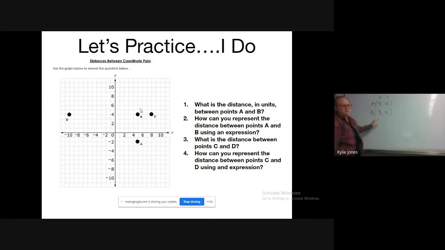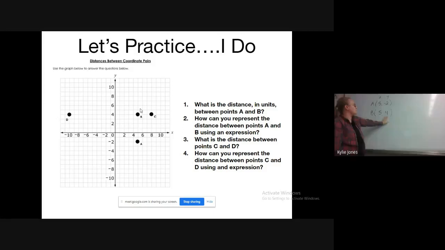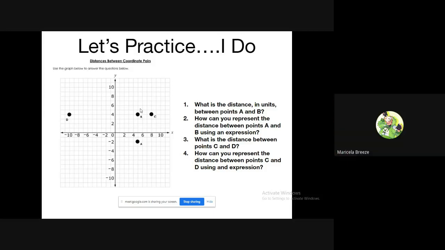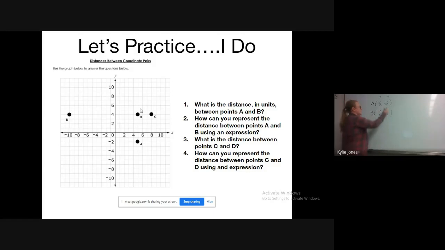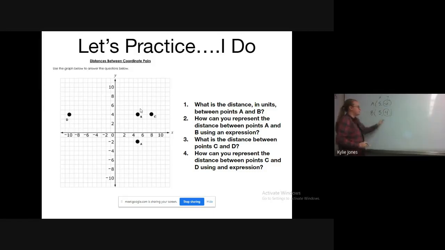Now to find the distance, remember we need to look for the ones that are different. So are my X values different or my Y values? The X values are different. Are they? The X value is 5 and 5. I mean, the Y values, they're the same. Yeah, those ones are the same. So we need to look for the ones that are different.